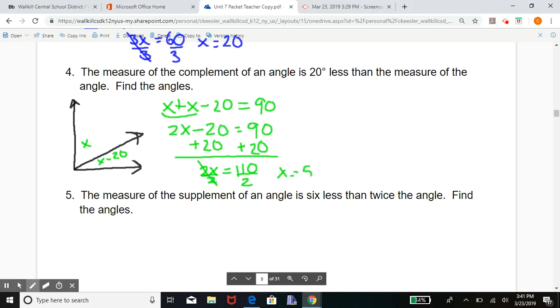x equals 55 degrees. So our larger angle, the just x angle, is 55 degrees. And then if we plug that in, 55 minus 20 gives us our second angle of 35 degrees. And we know we're correct because 55 plus 35 equals 90.